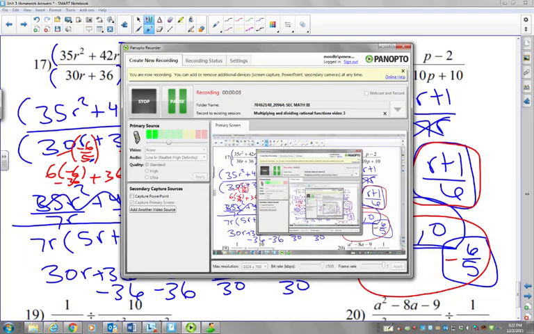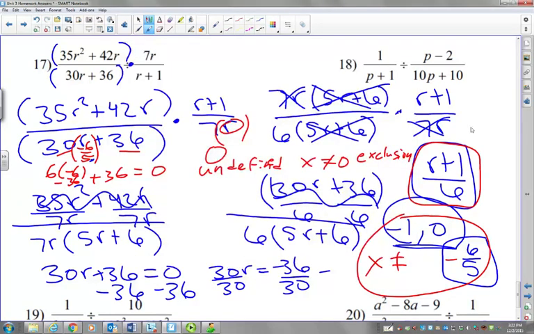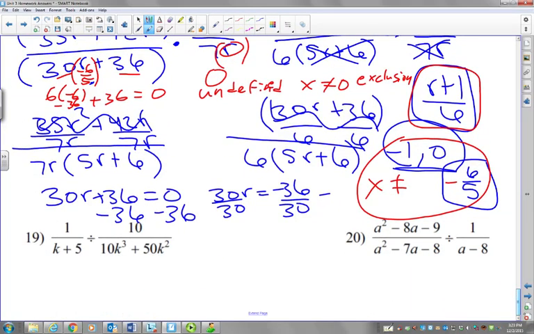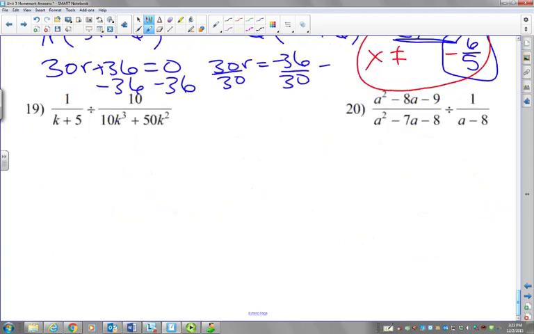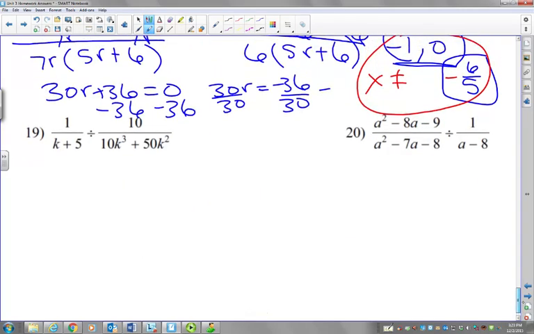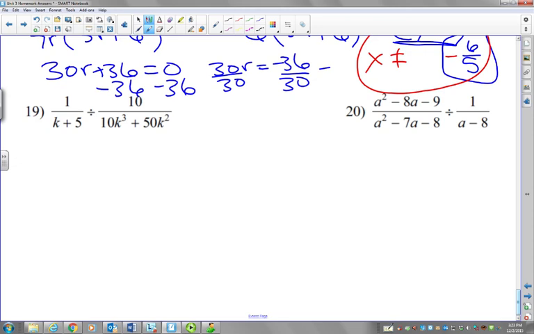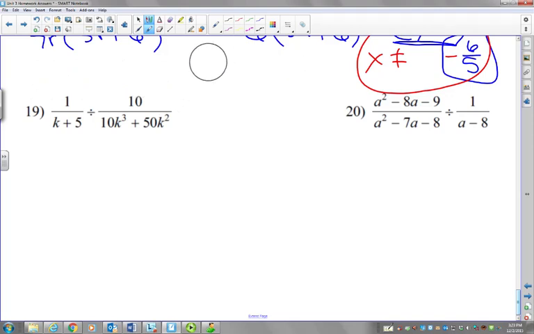There we go. Here's some more help to help you on the homework for multiplying and dividing rational functions. Thanks to Bryce for helping us out with number 17. We're going to jump down to number 19 just to help you out on another odd problem. We'll go ahead and erase some of this beautiful work. There we go. Almost didn't want to erase that.